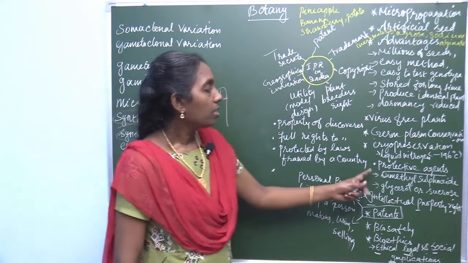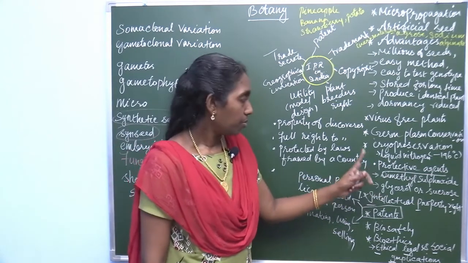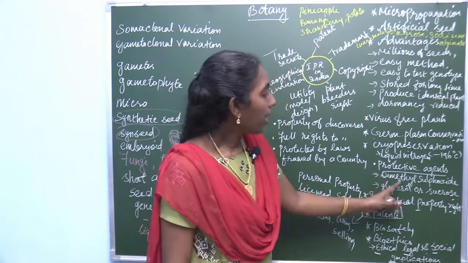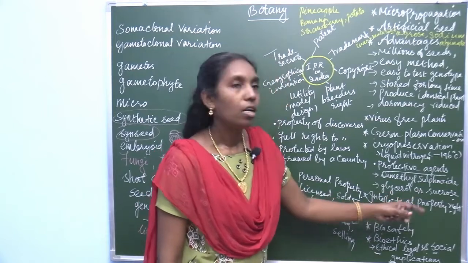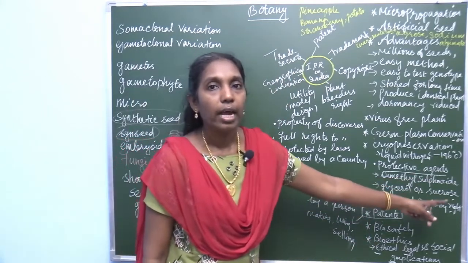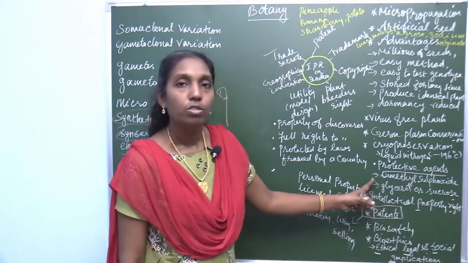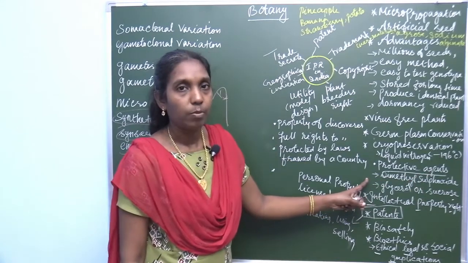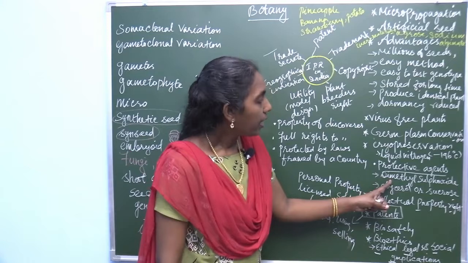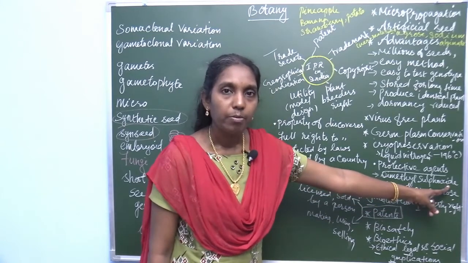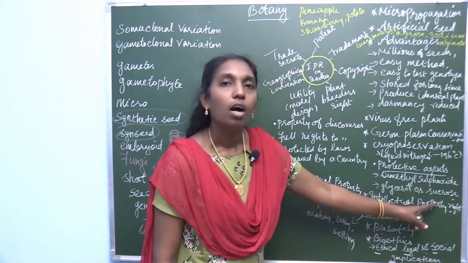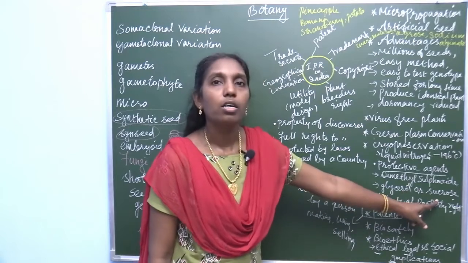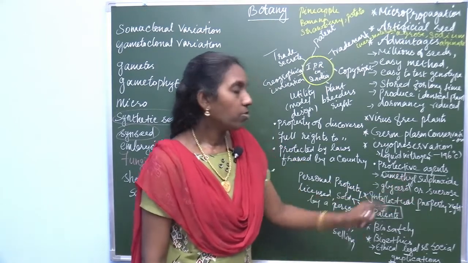So before preserving, the plant material undergoes treatment with protective agents. The protective agents are dimethyl sulfoxide, glycerol or sucrose. So these three act as protective agents. Two or three more questions, very important. What are the protective agents of cryopreservation? The protective agents of cryopreservation are dimethyl sulfoxide, glycerol or sucrose.